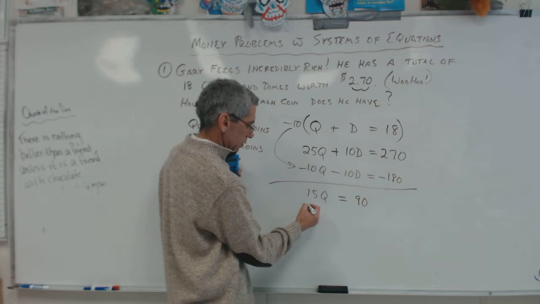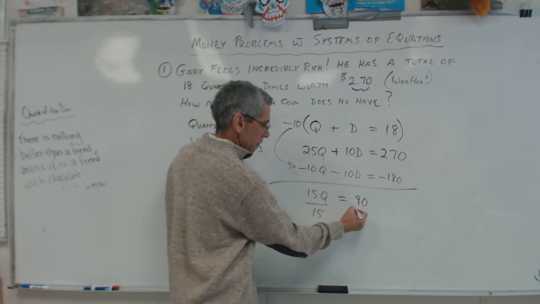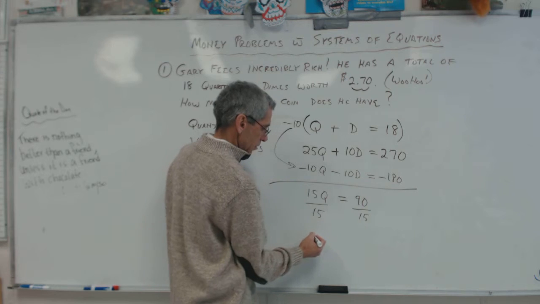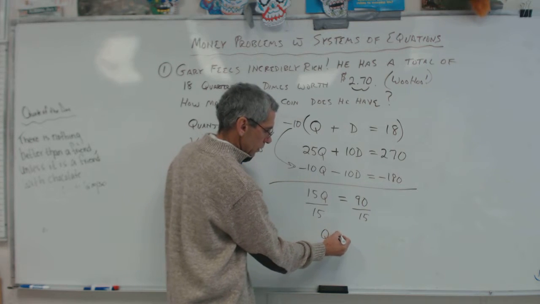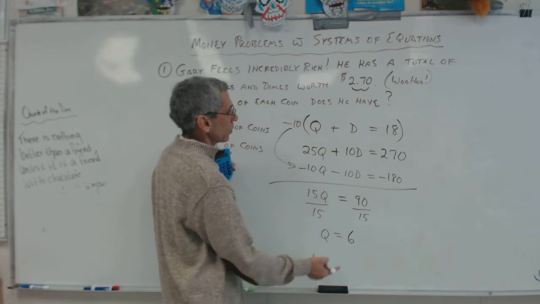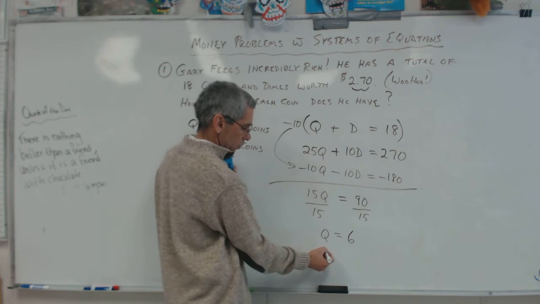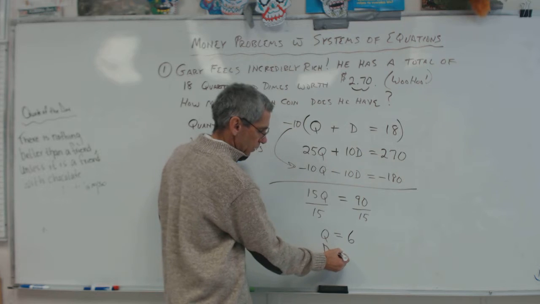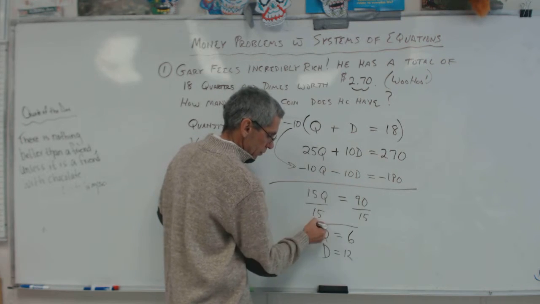All right, so then divide by 15. 90 divided by 15. So Q is equal to 6. So I have 6 quarters and 12 dimes. The number of dimes is 12.